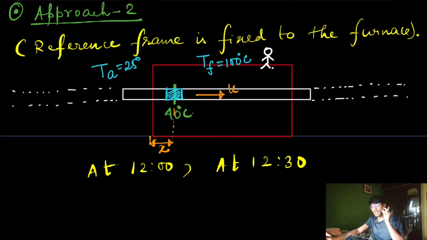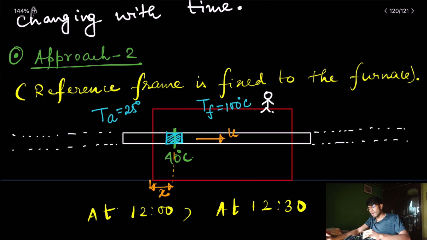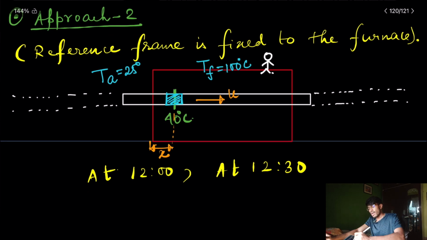This is the first case, that is, if the reference frame is fixed to the metal sheet. Now when you are here, you have confined your attention only to this position. So at 12 o'clock, some portion of the rod has come to this position, and if I measure the temperature at this position, I get 40 degrees Celsius.